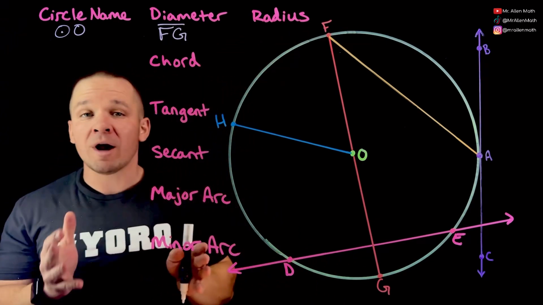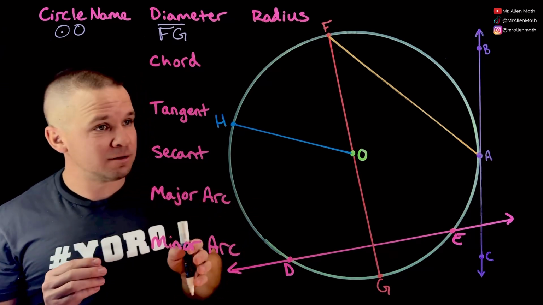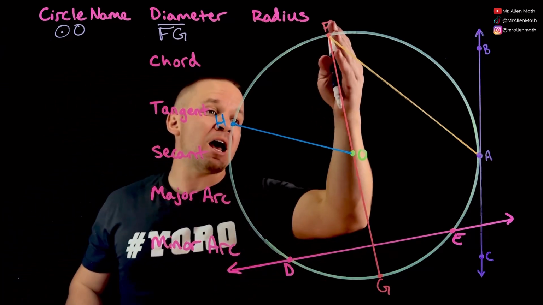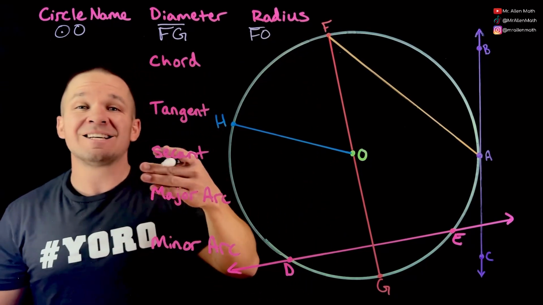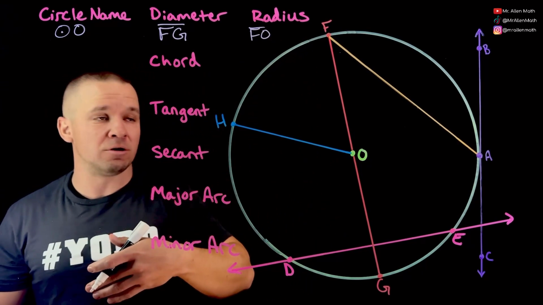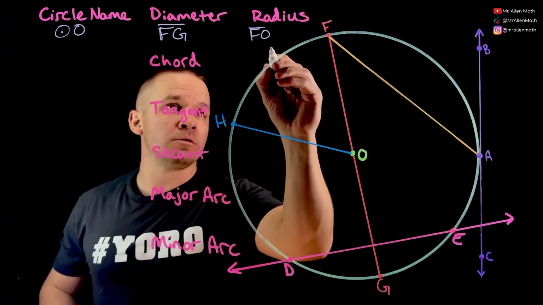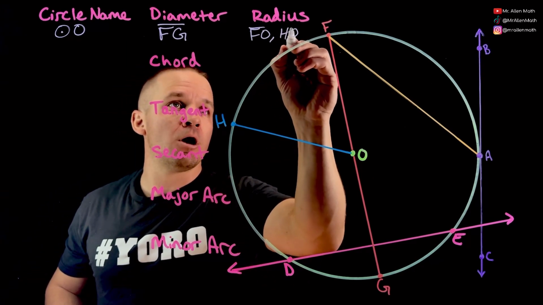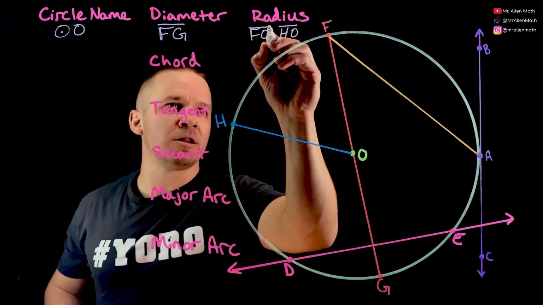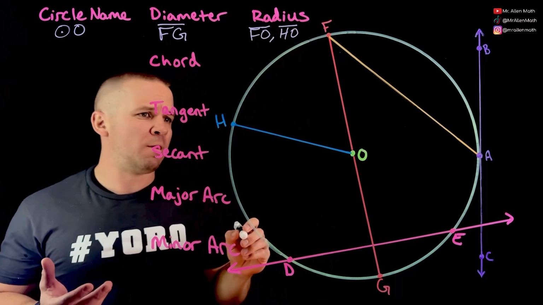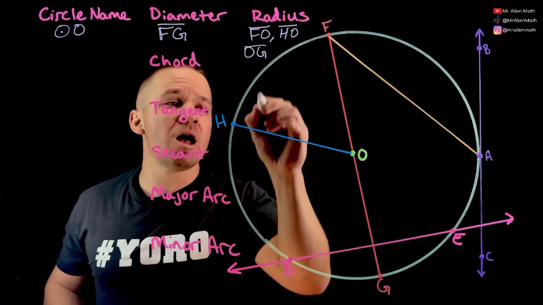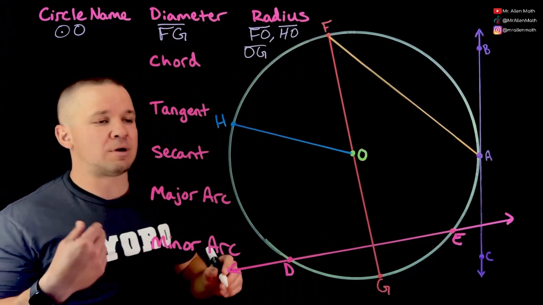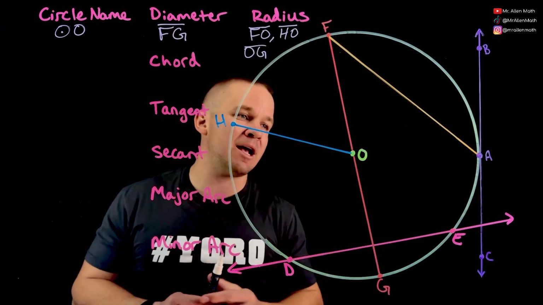Nice. Radius. We actually have a lot of radii in this particular one. We've got FO. That would work, right? FO just goes from the center to the edge of the circle. So we could also have HO. I'm going to extend that a little more. What about OG? So OG or GO. I could be going either way with those. That's all three of my radii that I currently have drawn.